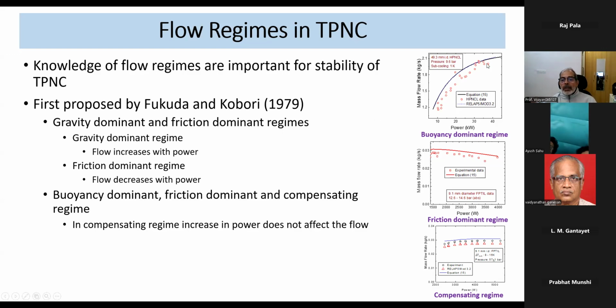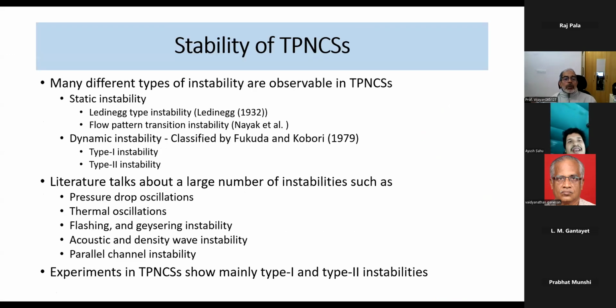So that's the region where the flow rate increases with power. And then there is something called the friction dominant region, where the flow rate actually decreases with power. And we also find there is something called the compensating region, where any increase in the buoyancy force is compensated by a corresponding increase in the frictional force. And that's why you find that there is no increase in the flow rate. Now, this has some relation to the stability.